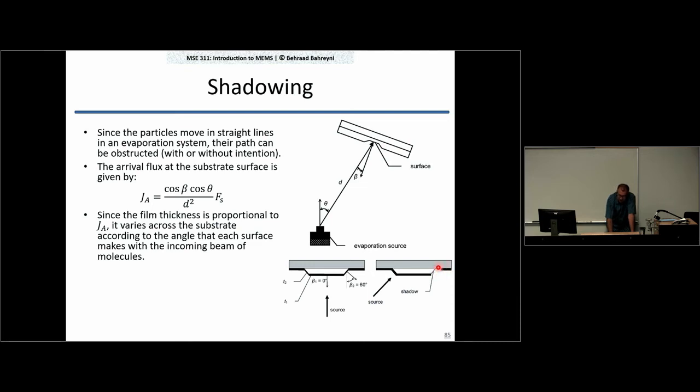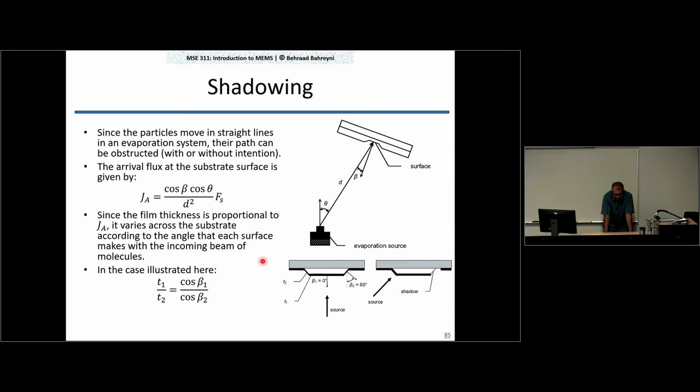And then you will see a bit of shadowing at the corner of this structure as well. So again, what this is intended to tell you is that depending on local topography, you may have a variation in film thickness, which is generally undesired, but in some situations you can actually take advantage of this and play with it to do some fabrication tricks.